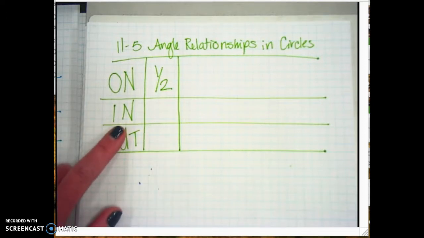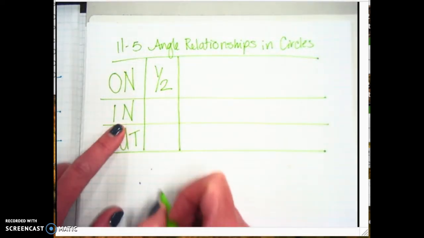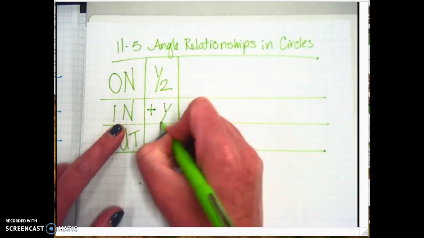Then you're going to have some angles that are created with the vertex in the middle or inside of your circle. First, you're going to take the two arcs that are connected to it. You're going to add them together, and then you're going to take half.